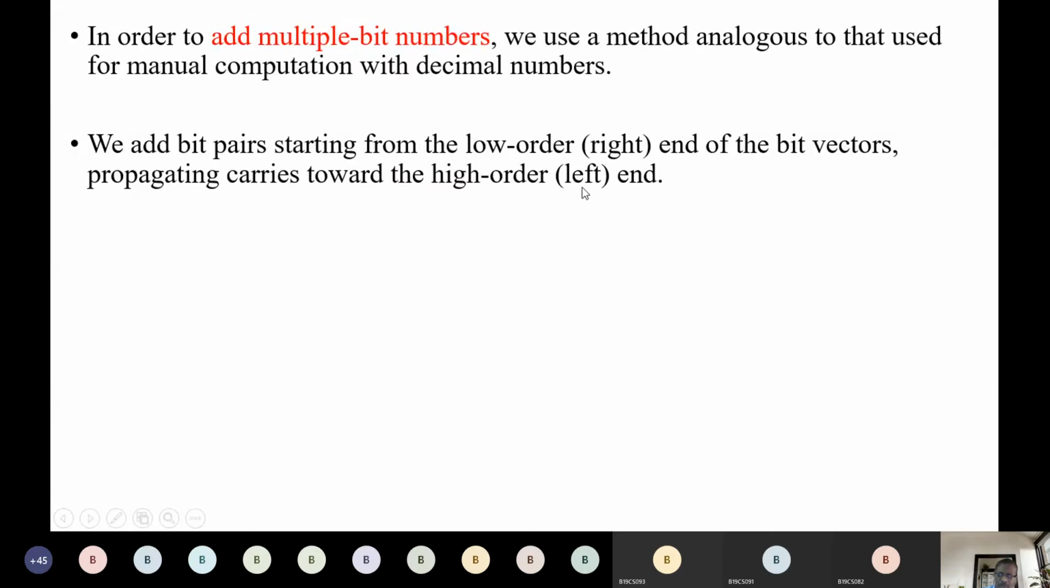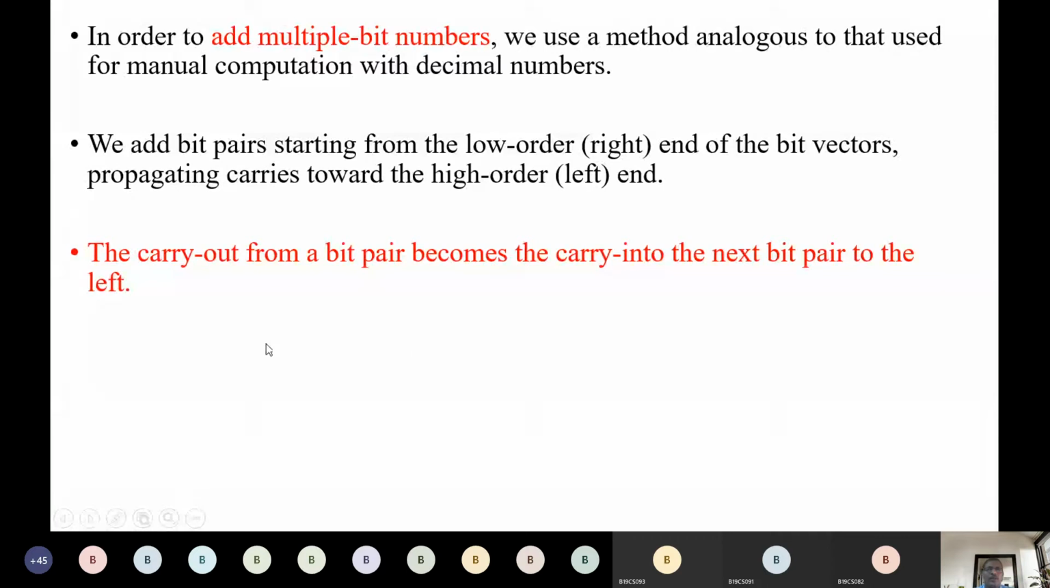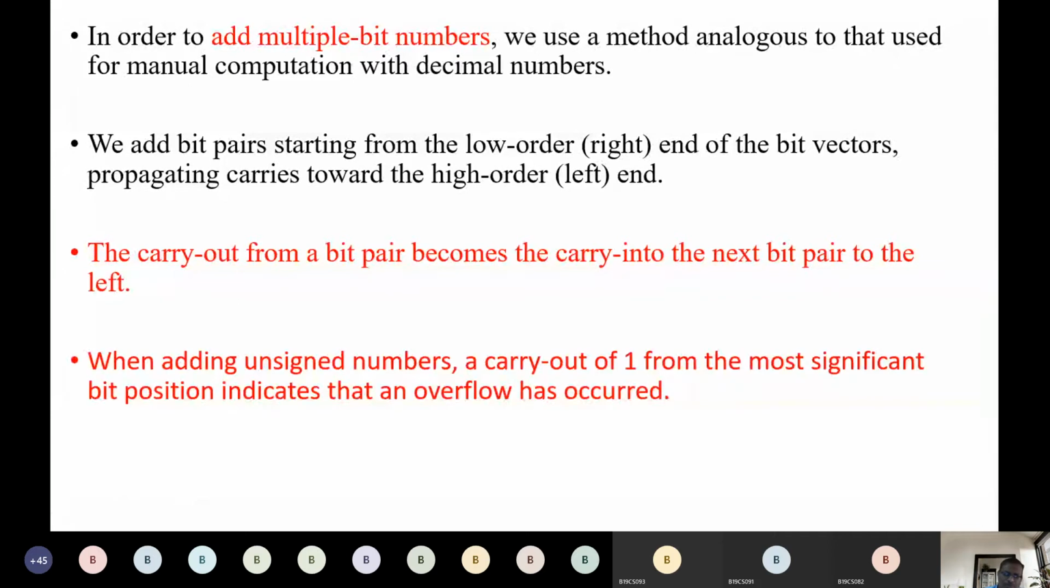So from right to left we will move the same way. Carry out from a bit pair becomes carry into the next pair to the left. Okay, just now I told you a carry out from the right becomes the carry into the left pair of bits.